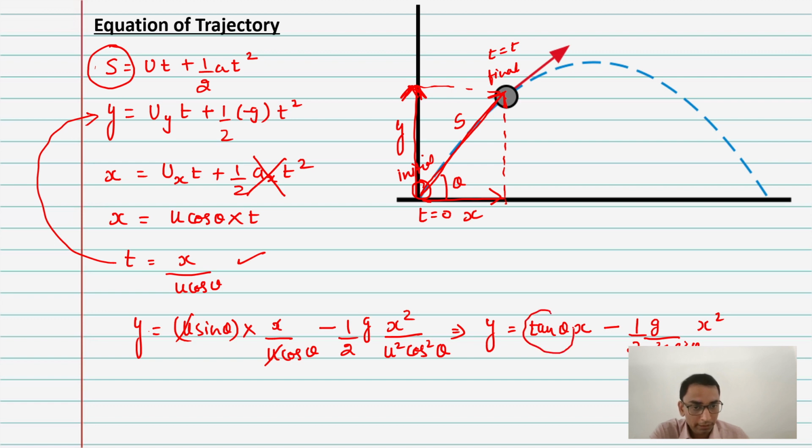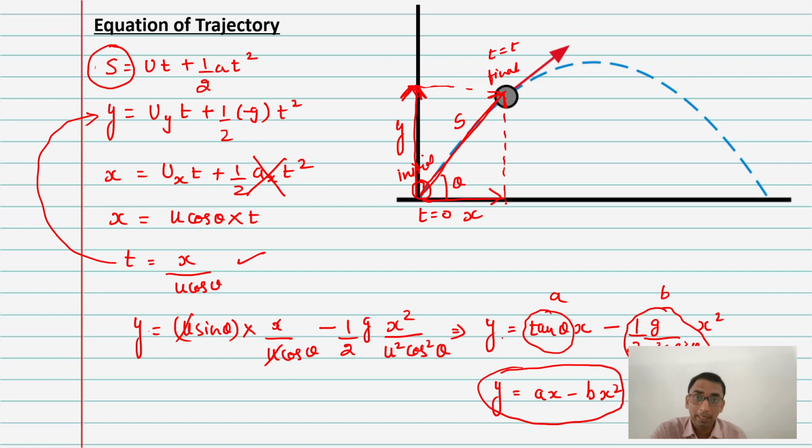If I want to call this tan theta as a and the coefficient of x square as b, then y is equal to ax minus bx square. This is definitely not an equation of a straight line. Correct. This is an equation of a parabola. Simply remember, on one side you have y, on another side you have x. Then any one of y and x has power 1 and the other has highest power of 2. That means it's an equation of a parabola. So the body is performing parabolic motion.